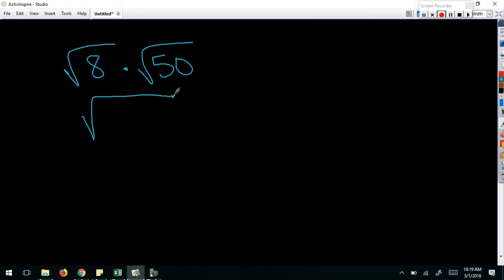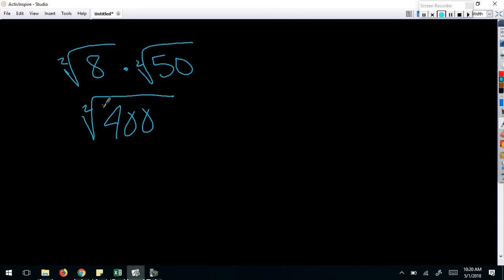What's 8 times 50? 400. Put a 0 on the end because it's times 50. So now I need to see if I can simplify. Is that a perfect square? I thought it had a 2 on the outside. Yeah, which would make that 2 and the other one 25.